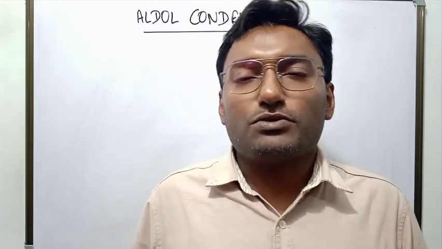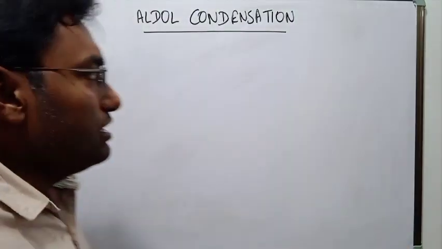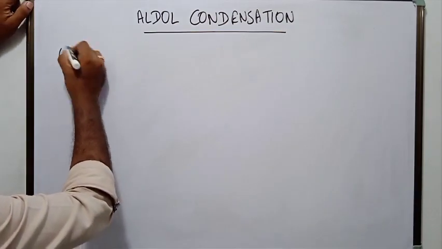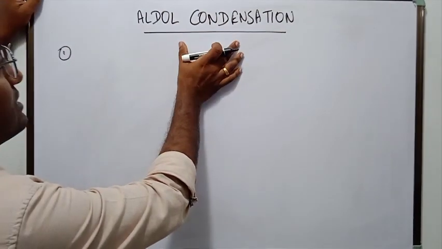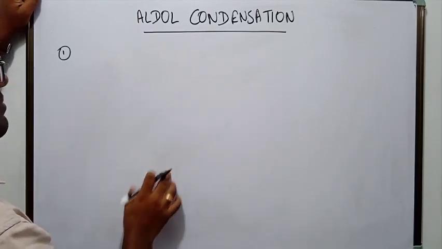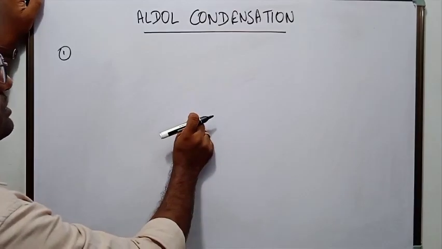Welcome. Dear students, today we are going to see aldol condensation. Aldol condensation has 3 points. Number 1, it is shown by aldehydes that have an alpha hydrogen atom. Aldehydes that have alpha hydrogen atom will show aldol condensation.